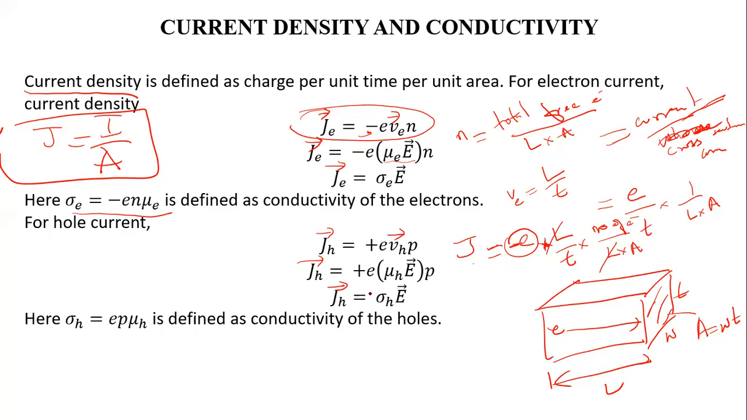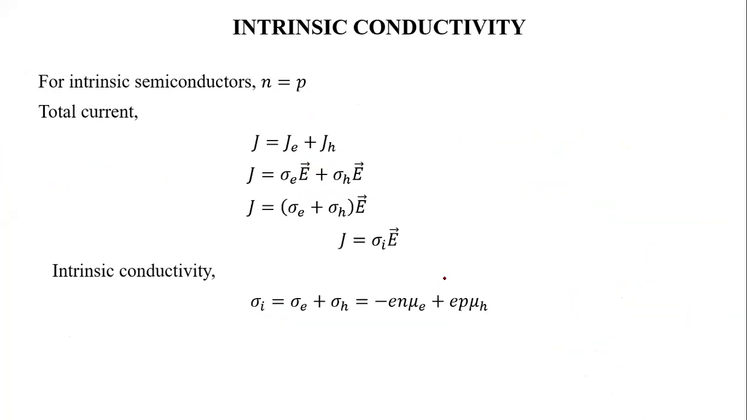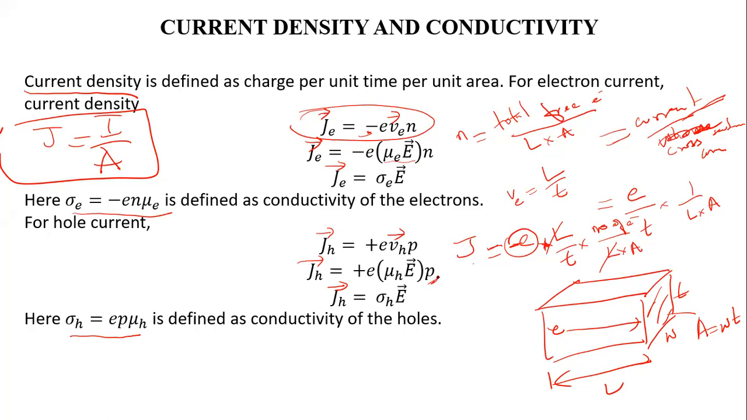So if you again define the conductivity of holes as the electronic charge of the hole multiplied by the mobility of holes into p, which is the density of holes, the number density of holes. This is the total number of holes per unit volume.